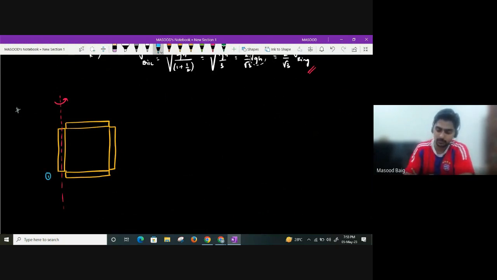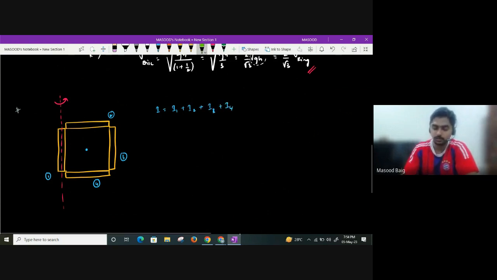So how many rods do we have here? 4 objects: first object, second object, third object, as well as fourth object. It's very clear again, the axis is mentioned to us. If the axis is not mentioned, then I should take moment of inertia about an axis passing through the center and perpendicular to the plane of the square. So here, what will be the total moment of inertia? It will be the sum of individual moments of inertia, I1 plus I2 plus I3 plus I4.